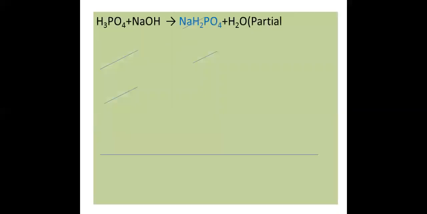Second example of acidic salt is phosphoric acid. You can see phosphoric acid has three replaceable hydrogen atoms.